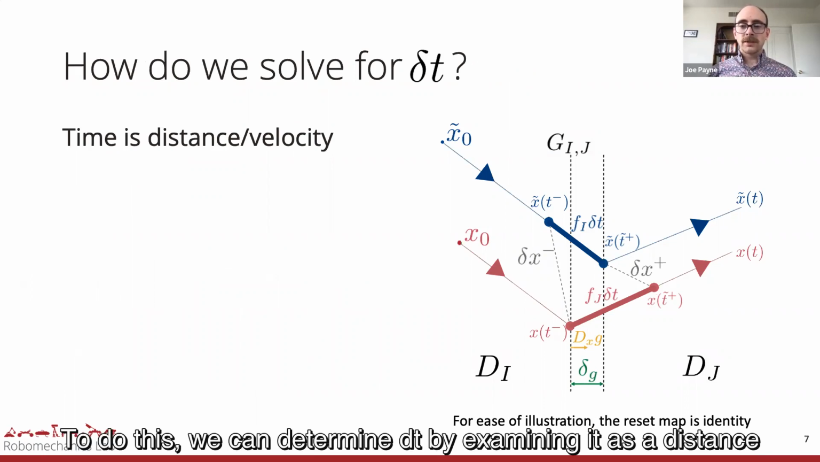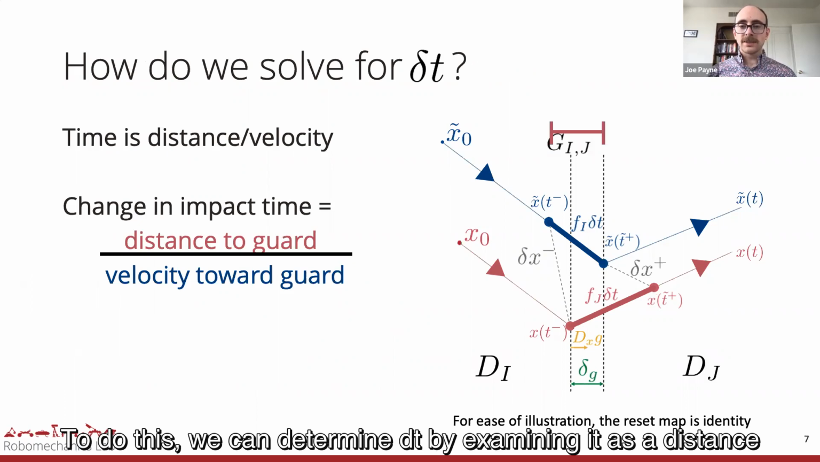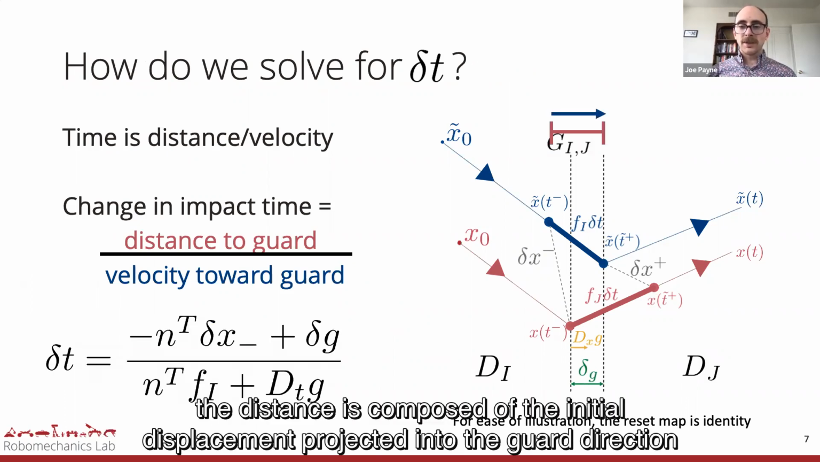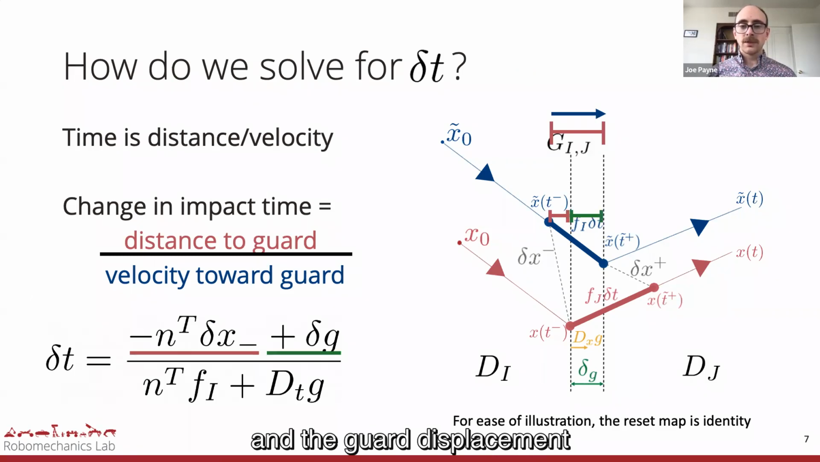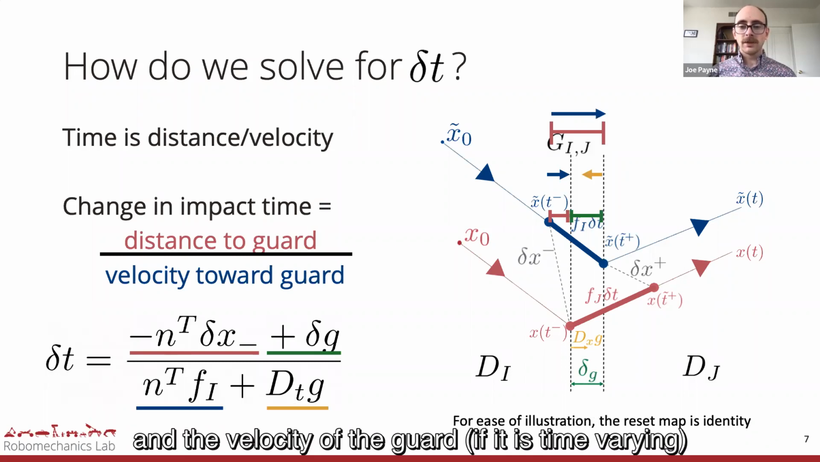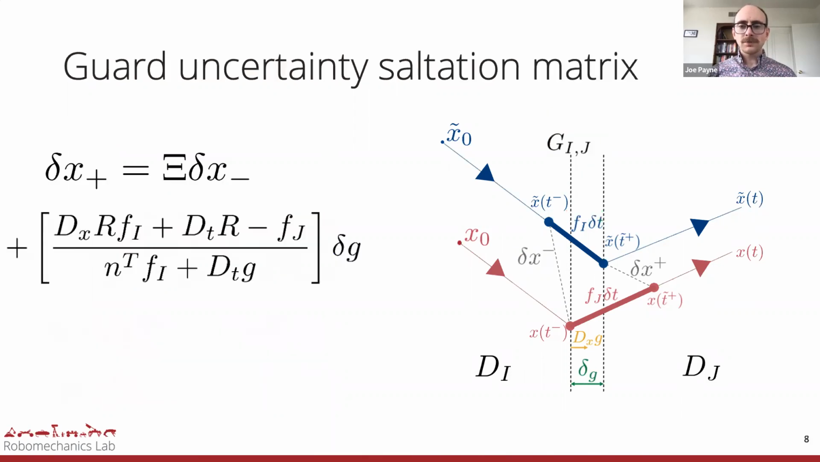To do this, we can determine dt by examining it as a distance divided by a velocity. The distance is composed of the initial displacement projected into the guard direction and the guard displacement. The velocity is composed of the first mode's dynamics projected onto the guard direction and the velocity of the guard, if it is time varying.